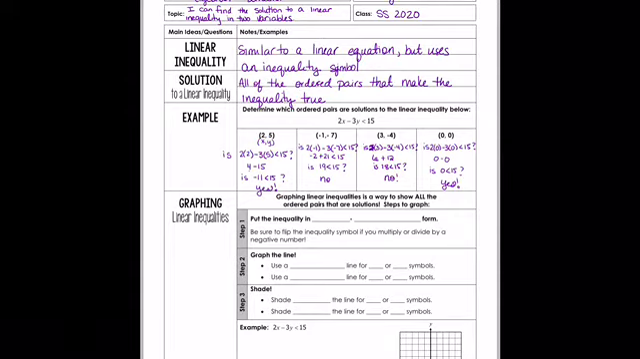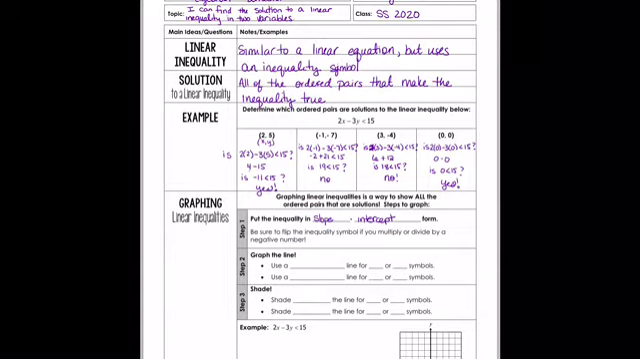All right, we're going to talk about some shortcuts for graphing these. The first thing that you're going to want to do is put the inequality in what's called slope-intercept form, which means that we want to solve this for y.